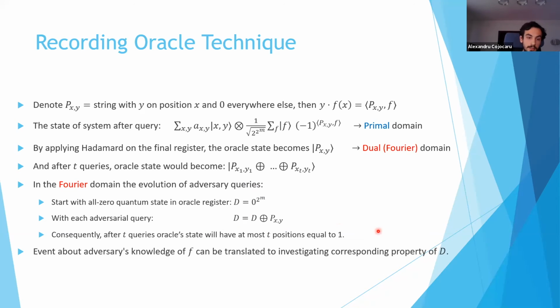This essentially tells us that any event about the adversary's knowledge of the underlying random oracle function f can be translated into investigating some corresponding property of the oracle register, so of this state d. And this is how we actually keep track of the adversary's knowledge about the function f.